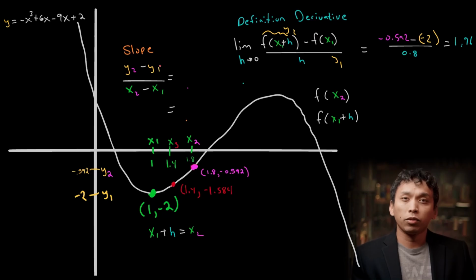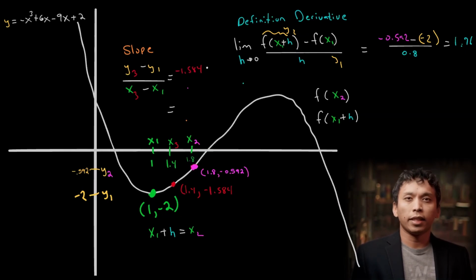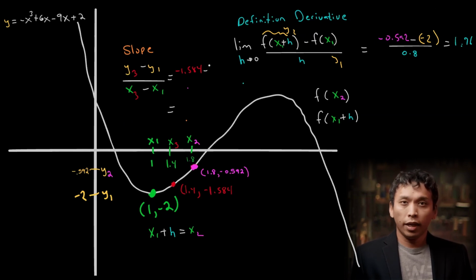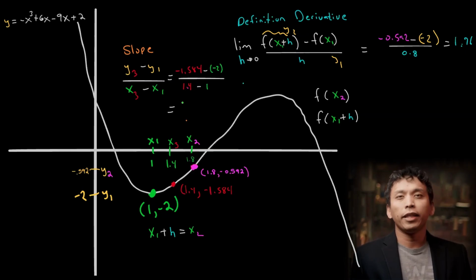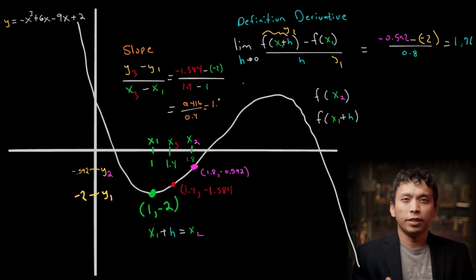So instead of y2 minus y1 and x2 minus x1, the 2's now become 3. So it becomes y3 minus y1 over x3 minus x1. So we repeat the entire process. So y3 in this case is negative 1.584 minus, again, our same y1 from before, which is negative 2, divided by our x3, which we found to be 1.4, and then we're going to subtract from it our x1, which in this case is just 1. Calculating the numerator, we will get 0.416. And the denominator, we just get 0.4. And dividing that out, we will get a slope of 1.04.